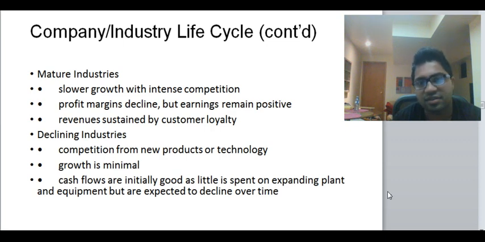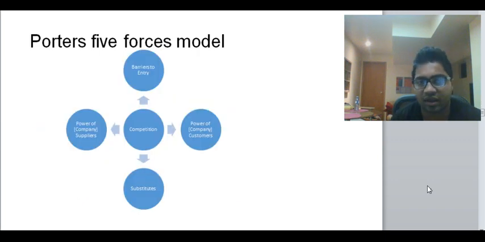Declining industries, so competition is there from new product or technology. Growth is minimal, and cash flows are initially good, as little is spent on expanding plant and equipment, but they are expected to decline over time.